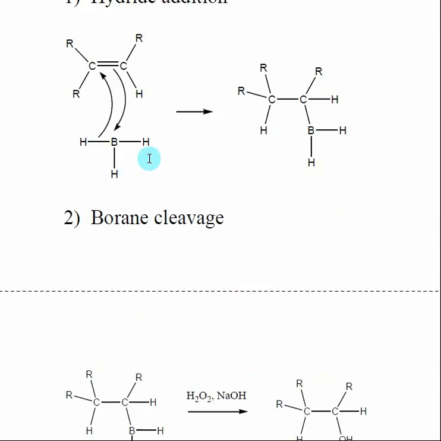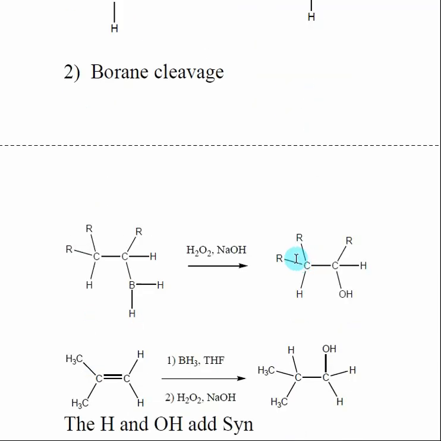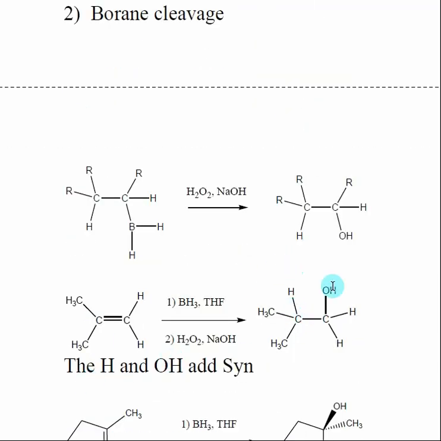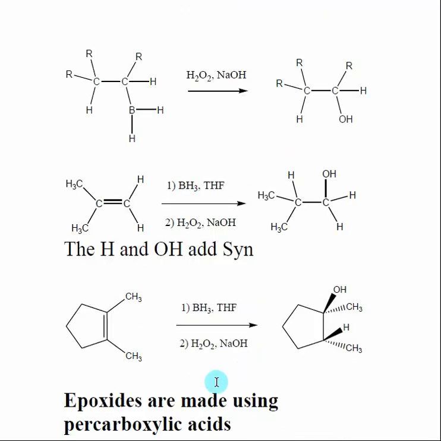And so here what I was trying to show is when we come in and add the boron and the hydrogen, they add to the same side. So the H and the OH that we end up making in our product are added syn, which means on the same side. So we've already seen anti, which means on opposite sides. Now our 2 bonds are added syn, and those are the 2 variants. Syn and anti: are the two groups on opposite sides of the product molecule, or are they on the same side?